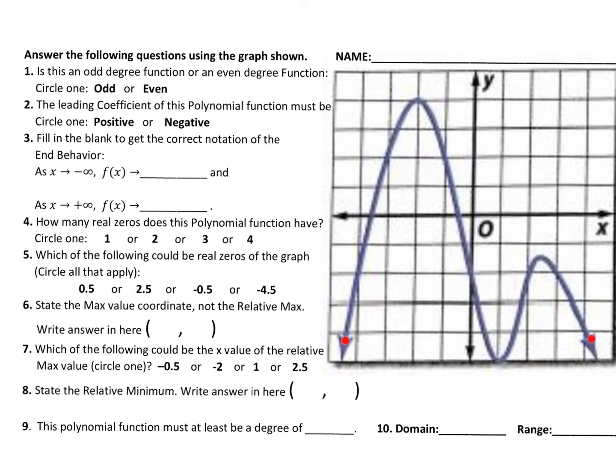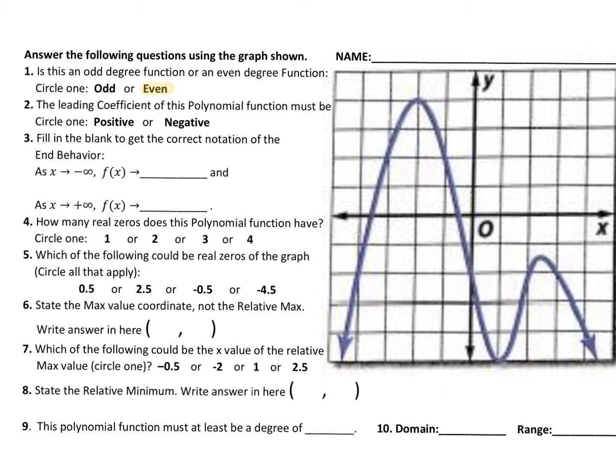Because both arrows are facing the same way, down, right? So how many arrows are facing down? Two of them. The number two is even. That's an easy way of knowing whether the degree of your function is odd or even. If you'd have one arrow up here, end behavior, one arrow down here, then that would be an odd degree function. Both of them down here, even degree function. Both of them up here, even degree function. So for sure, the answer here, it's an even degree function.